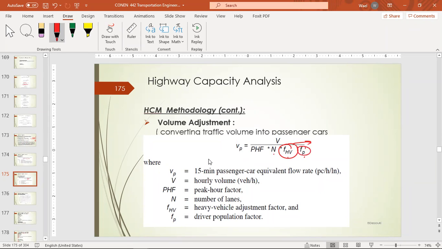The FP is an adjustment factor for the driver population, especially if you are in a tourist area and you have drivers that are unfamiliar with the site, so they sometimes cause delay on the roads. So usually we use this equal to 1 unless we have information regarding this FP.